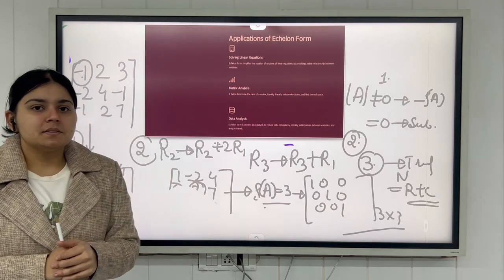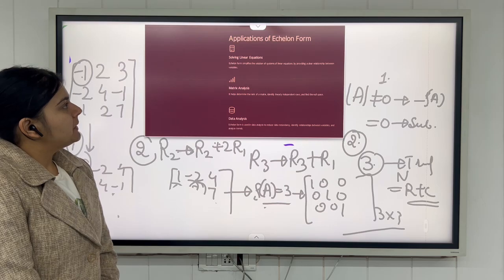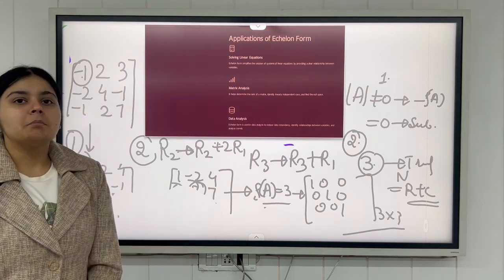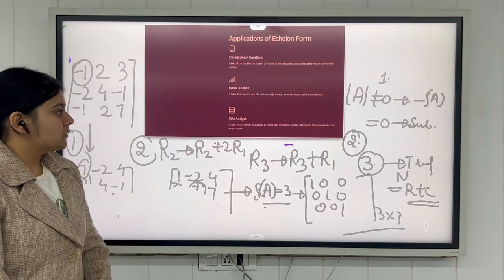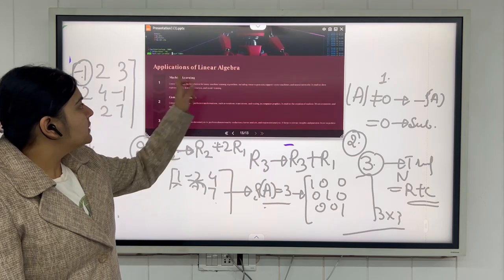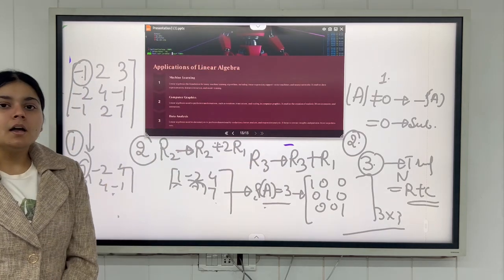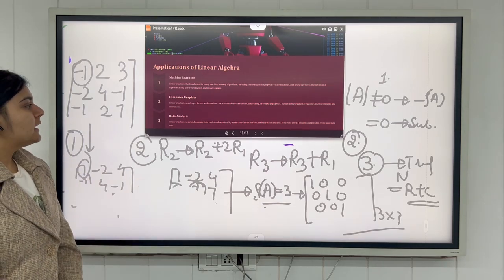In today's class we have discussed the rank. I have already given you the summary. As you can see, in applications of the echelon form, you can use it to solve multiple linear equations, and you can do some matrix analysis also. Apart from that, you have gained some basic knowledge about the applications of linear algebra, which you will use in the upcoming part, and which you will apply in machine learning, computer graphics and data analysis.